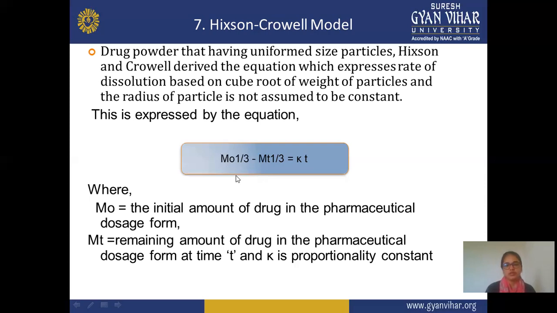And when you see this equation, M0 to the 1/3 minus Mt to the 1/3 is equal to Kt, where M0 is the initial amount of drug in the pharmaceutical dosage form, or the starting amount of the drug. Mt is the remaining amount of drug in the pharmaceutical dosage form after time t, t is the time required for the pharmaceutical dosage form, and K is a proportionality constant.